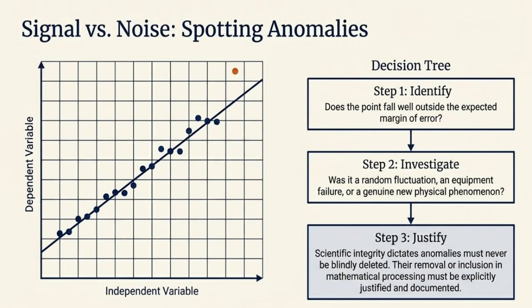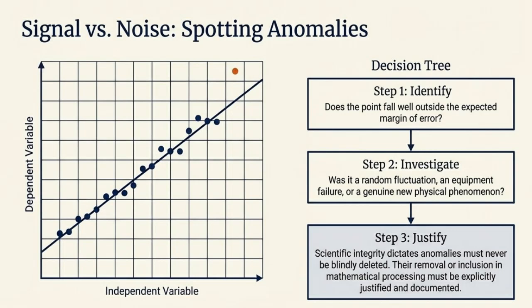First, identify whether a data point falls clearly outside the expected margin of error. Next, investigate why it's there. Could it be a random blip, a fault with the equipment, or is it revealing a new physical phenomenon we haven't seen before? Finally, justify what to do with the anomaly.